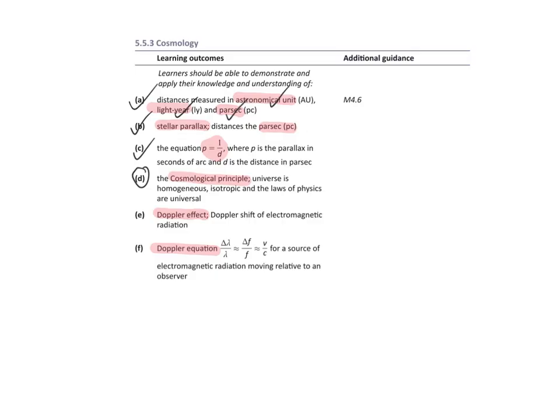Okay, so coming back to the learning outcomes, we talked about the cosmological principle, how the universe is homogeneous, isotropic, and the laws of physics are universal. You need to be able to explain these terms as well. They do get asked a lot in exam questions. The Doppler effect, what it is, Doppler shift of electromagnetic radiation, so that's why we just focus on the EM radiation here. And the Doppler equation for a source of EM radiation moving relative to an observer. So you should be able to apply all of those after this lesson.